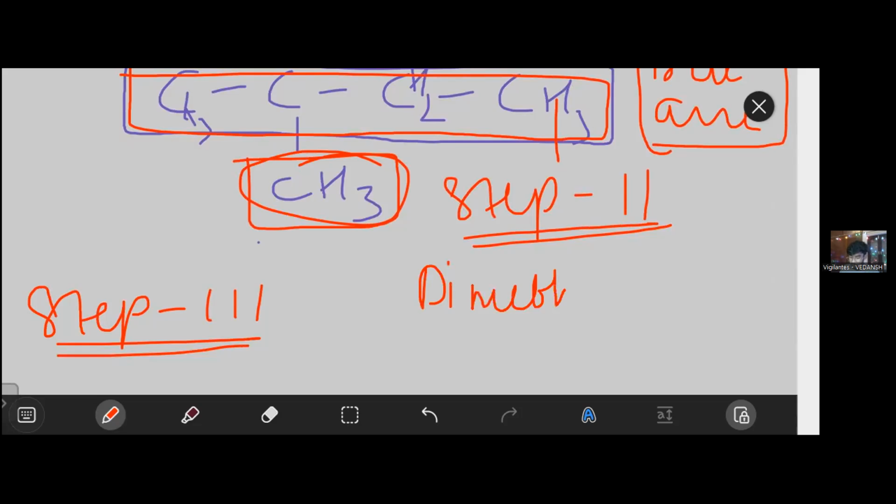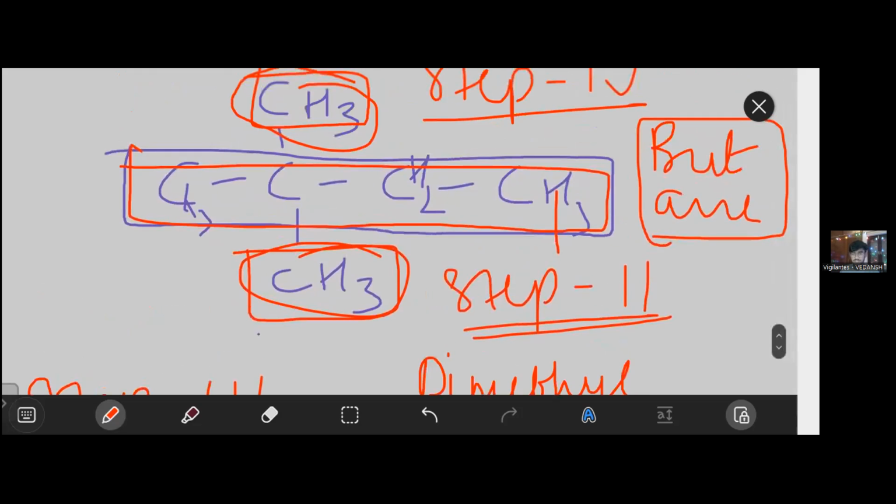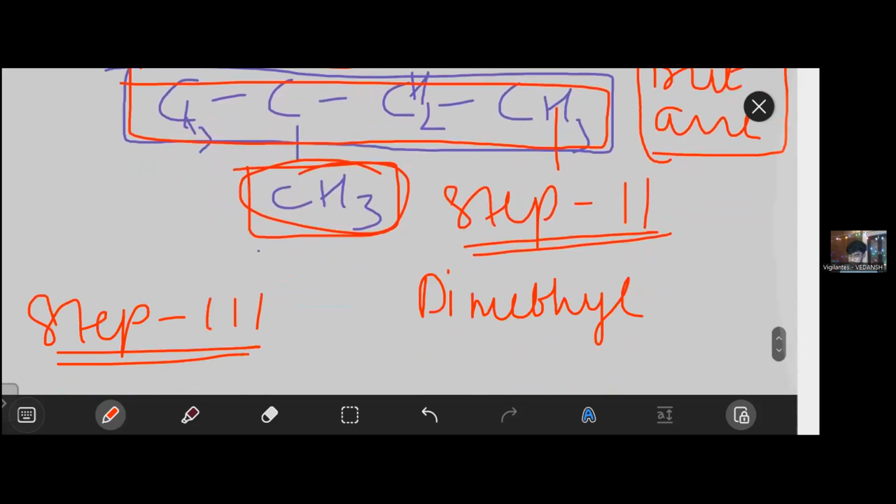Why dimethyl? Because 2 methyls are there. CH3 is meth plus I, an alkyl group, so methyl. Dimethyl means that from the same carbon we have 2 methyl groups bonded. So I'll write dimethyl.